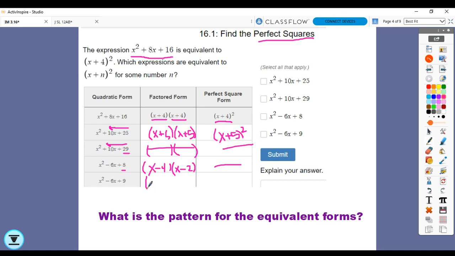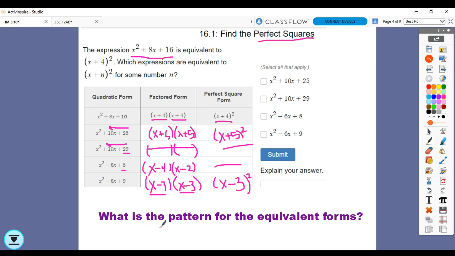All right, how about this one? Are there factors of 9 that add to get 6? Yes. 9 is 3 and 3, minus 3 and minus 3. And this time they are exactly the same. That means I can rewrite them in perfect square form. So then you're just supposed to check off which one of these create perfect squares after you factor.